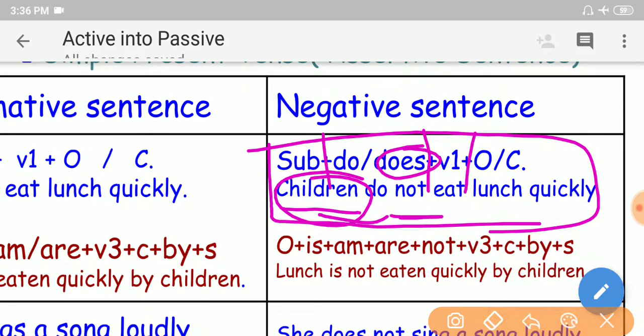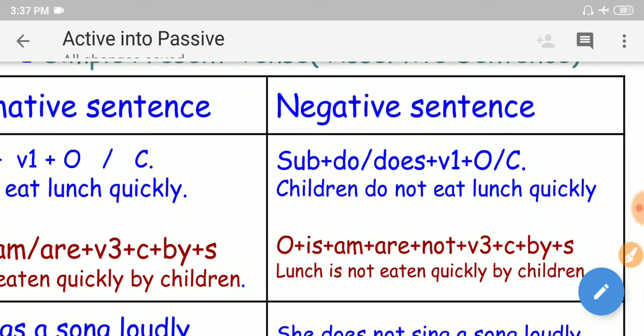At the same time, not should be used. And then V1 form of the verb should be used in simple present tense. Again, object and complement to be used. So in a sentence, we may use one object, or it may not be used. At the same time, we may use one complement, or it may not be used. Even more than one complement or one object can be used in a sentence, my dear friends.